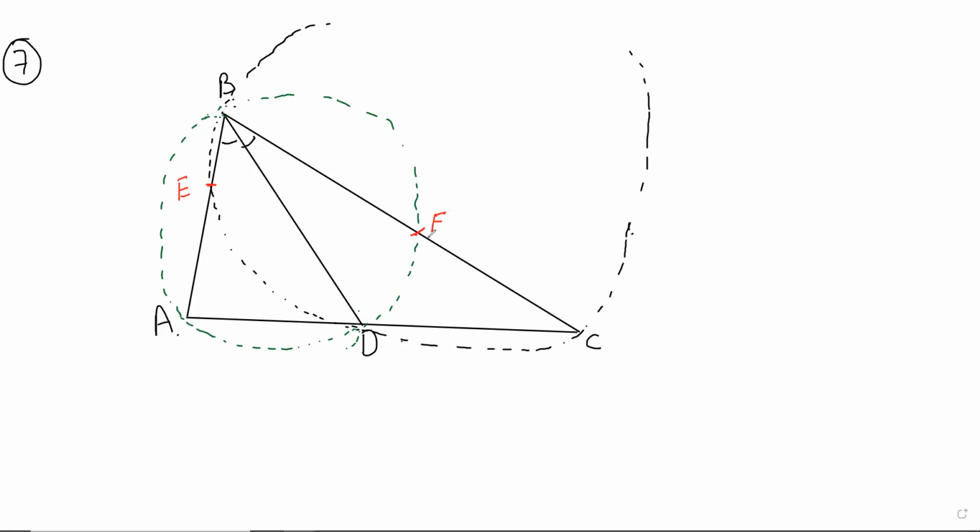Okay, what do we have to find? We need to show that AE equals CF. Yeah, it is a general question, so not much is given. But it could be interesting.